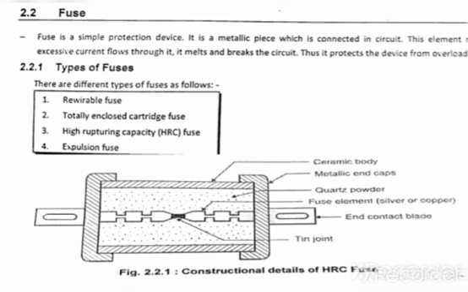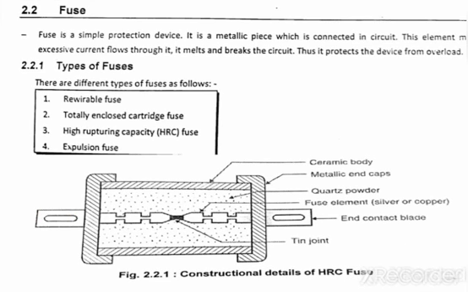From the construction point of view, as you can see here, there is a bridge of the element. This bridge is made up of tin. This outer part is made up of ceramic material, because ceramic material is a fireproof material. The quartz powder surrounds the fuse element, and end caps are provided to the system. These are two end caps, or we can say end contacts.